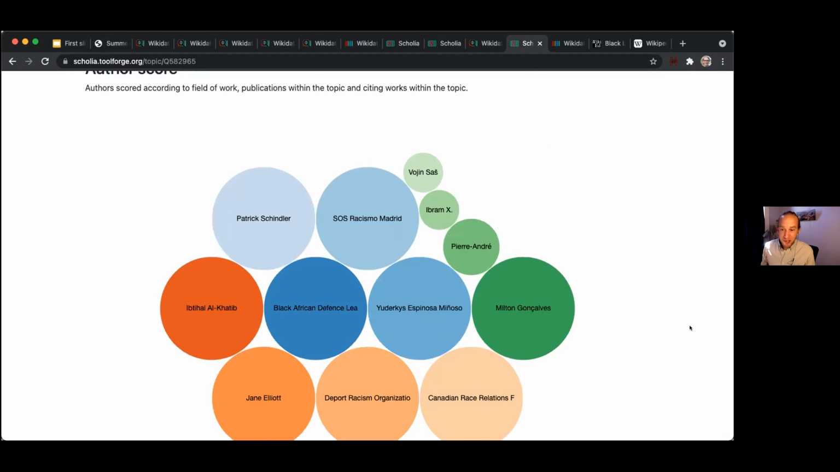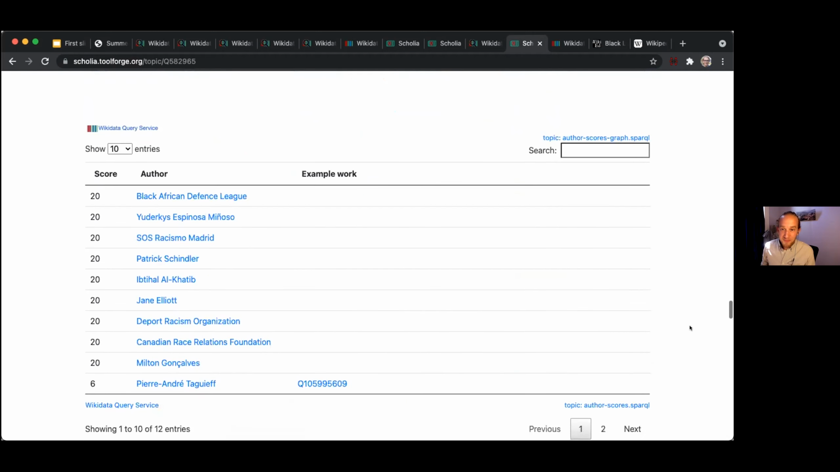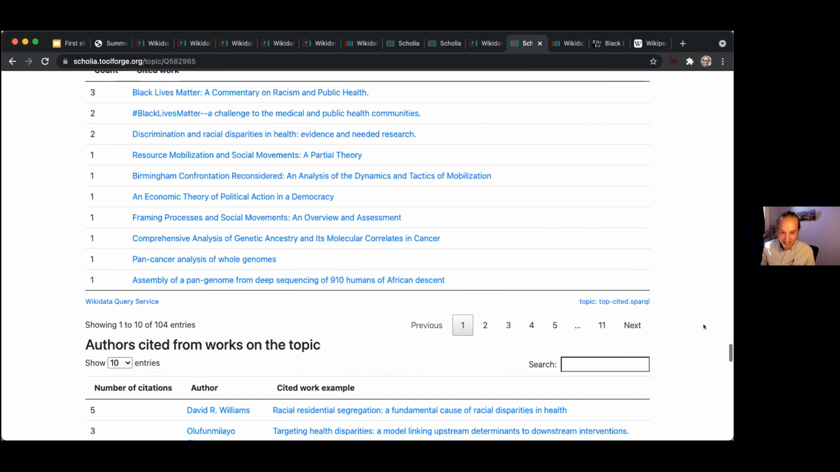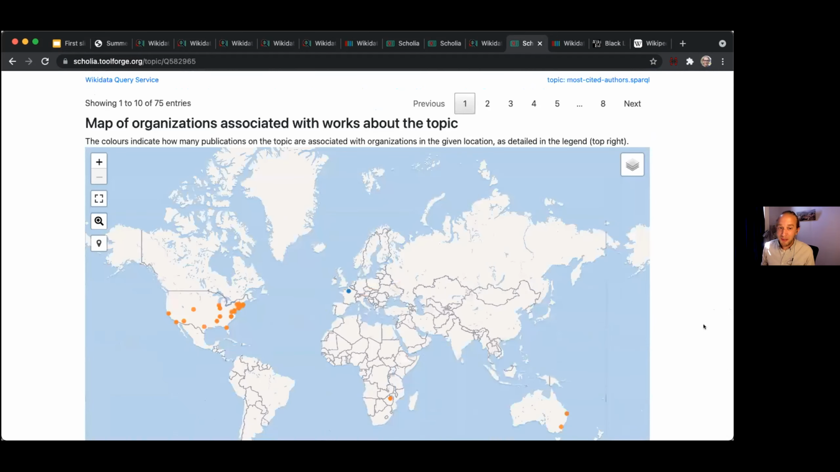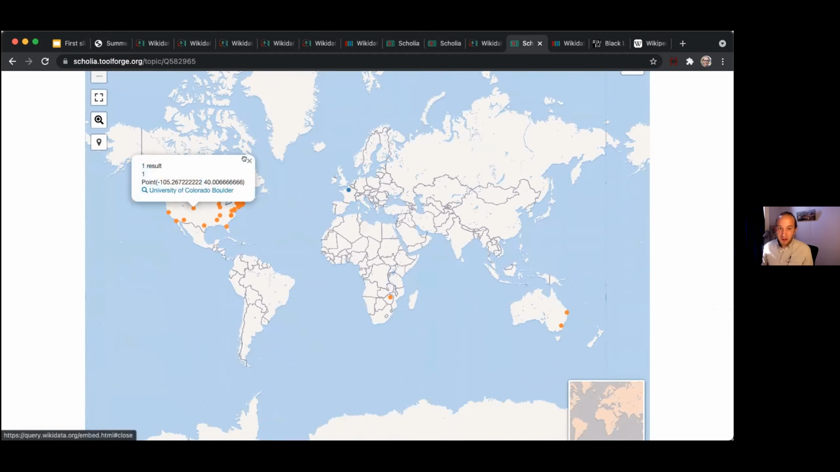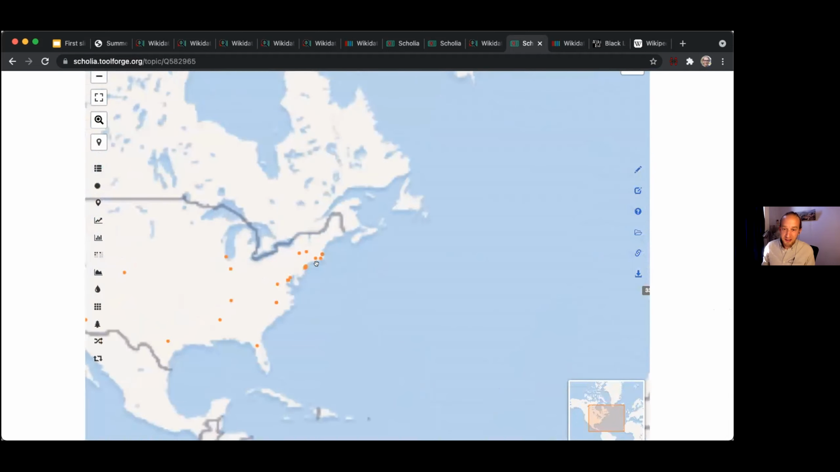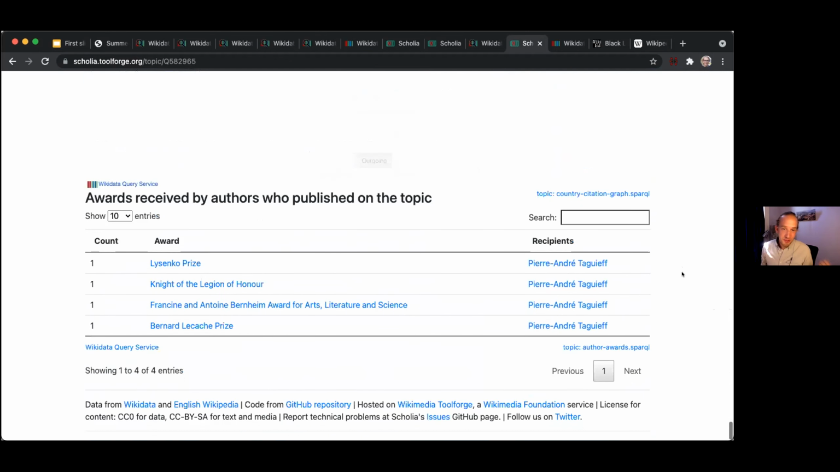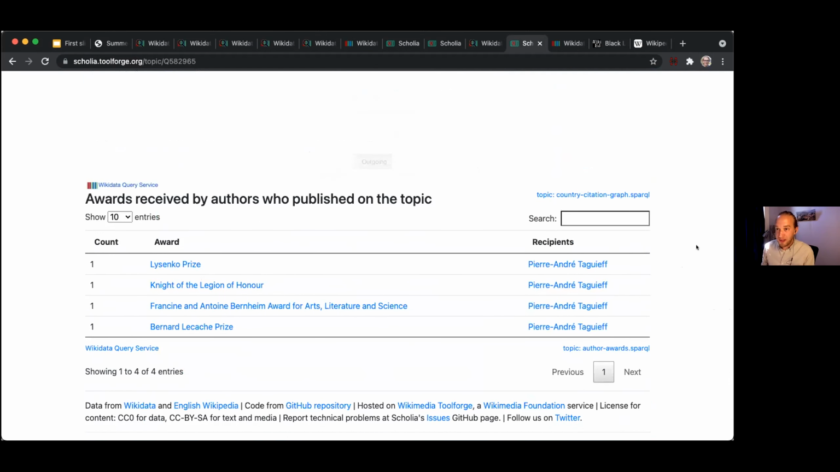And then you can see authors who write in this area and some more topics, some venues, some more citations, more authors, and organizations associated with works about the topic, which I think is also very helpful. So we can click on any of these to see Purdue University has published some of the work, University of Colorado. A lot of these will likely be research organizations and universities. And then if we scroll to the bottom, you can also see awards received by authors who've published on this topic. So it's nice to know culturally where all of these significant works reside.